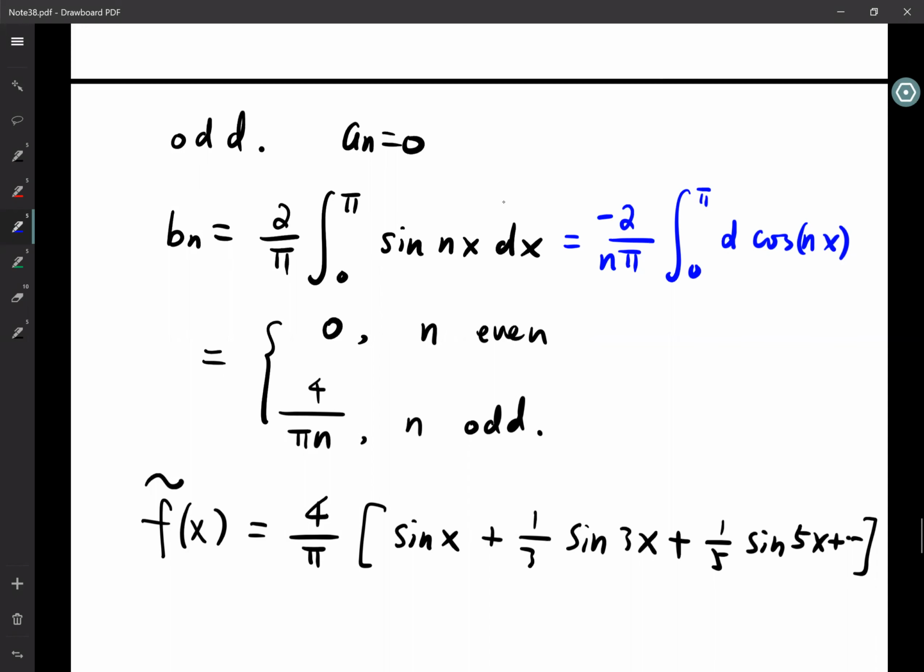And then you just integrate it out. So this one is further equal to -2 divided by n pi, cosine n pi is -1 to the n, and then this is 1. So you see, if n is even, this is 1 minus 1, so it's 0. If it is odd, then this is -2, and -2 times -2 is 4. Okay, thank you.